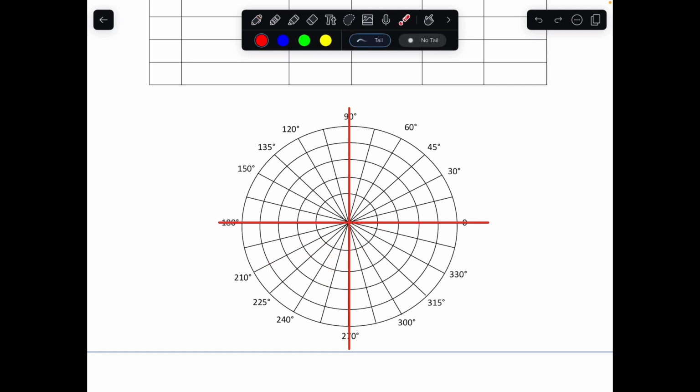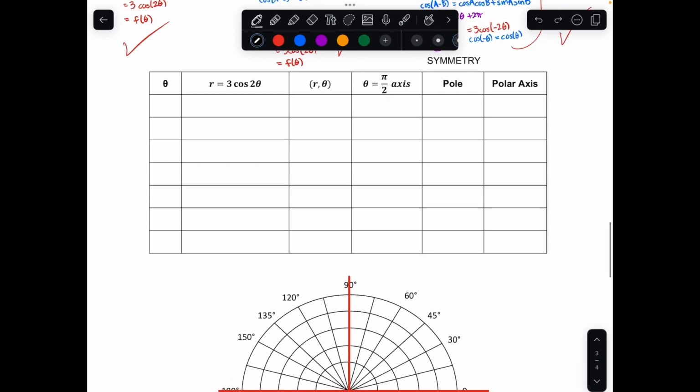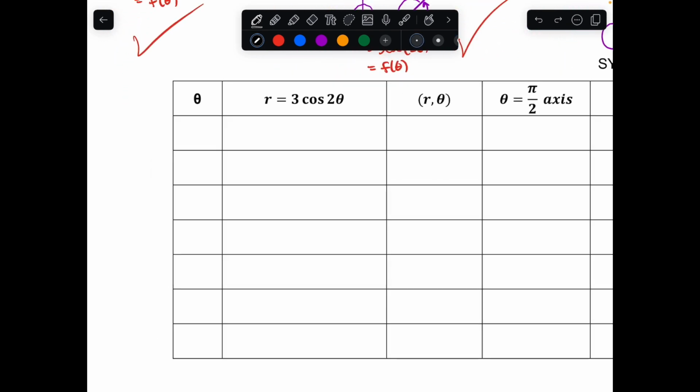So if I just cover these angles in this first quadrant, I know when I flip it over the vertical, I'm going to get these angles over here. And when I flip it over the horizontal, I'm going to get these ones right here. Then when I flip it over the pole, I'm going to get these ones over here. So all I have to do is get these angles. So let's go ahead and solve for those. So we have 0 degrees, 30 degrees, 45 degrees, 60 degrees, and 90 degrees. So let's start plugging them in.